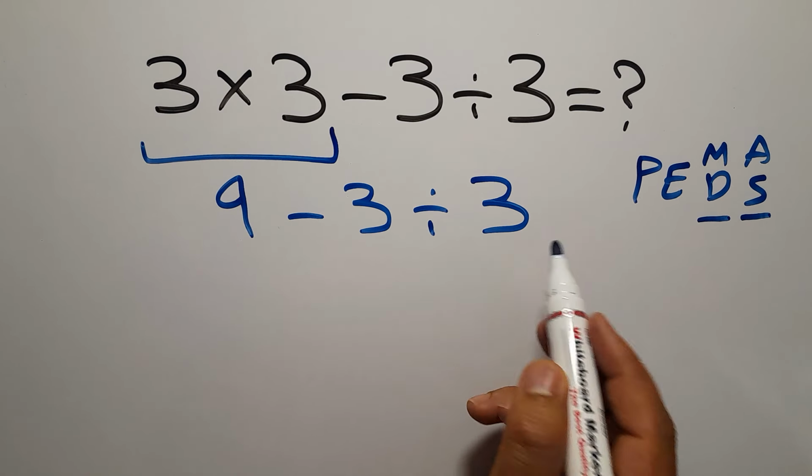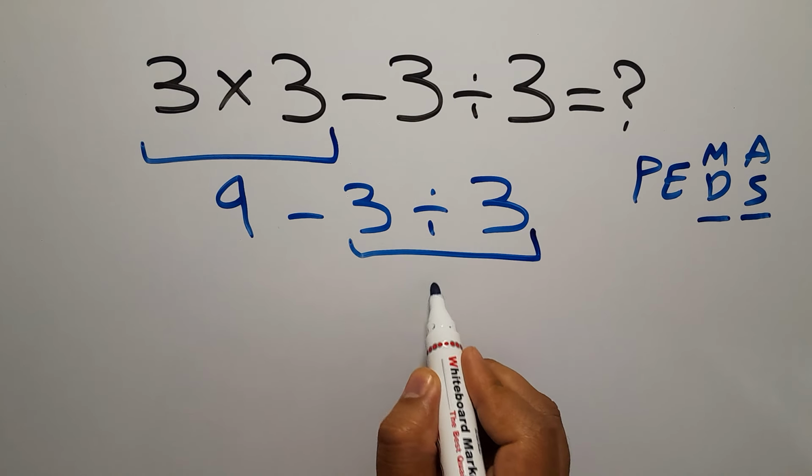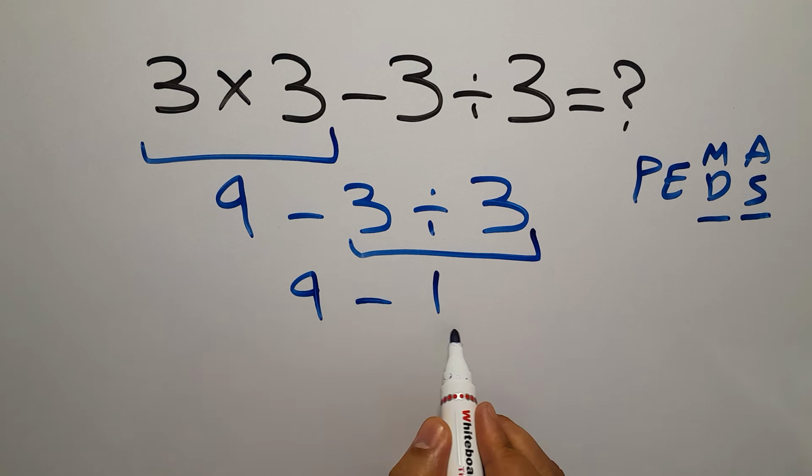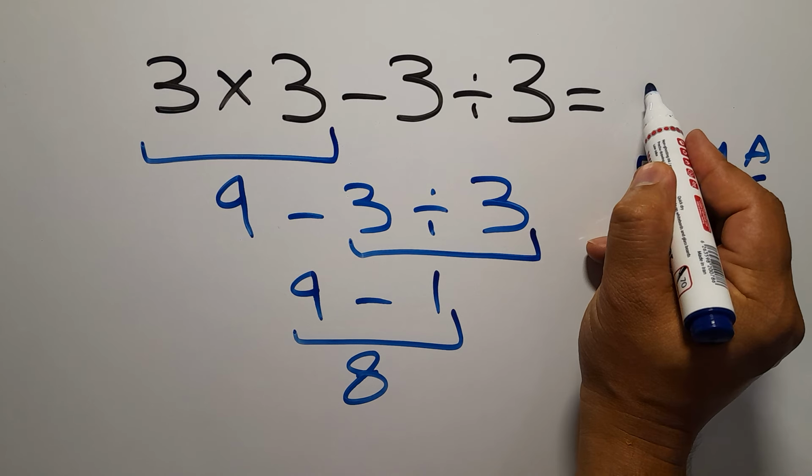3 divided by 3 gives us 1. So we have 9 minus 1, which equals 8. So therefore, our final answer to this problem is just 8. The correct answer is 8.